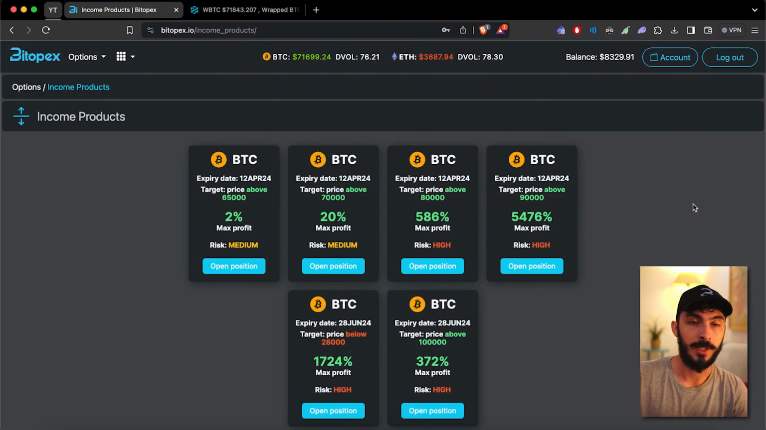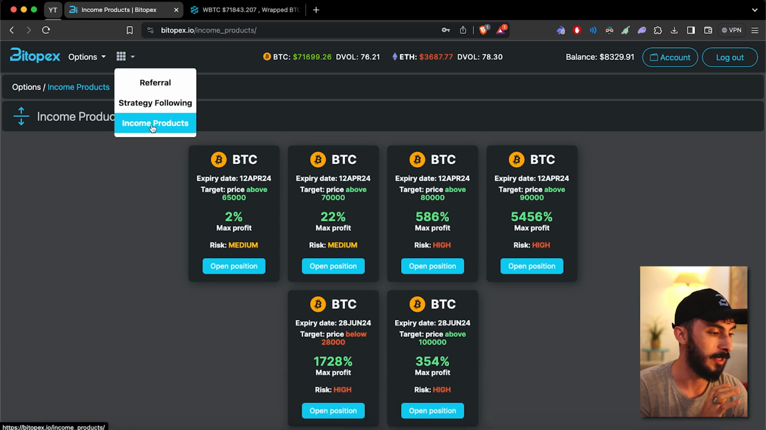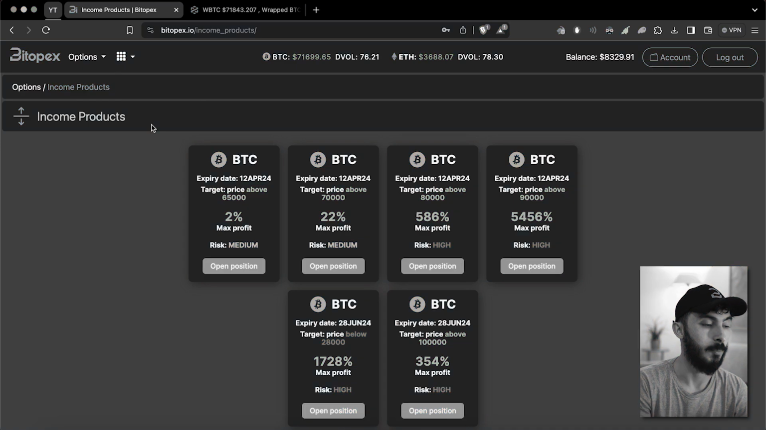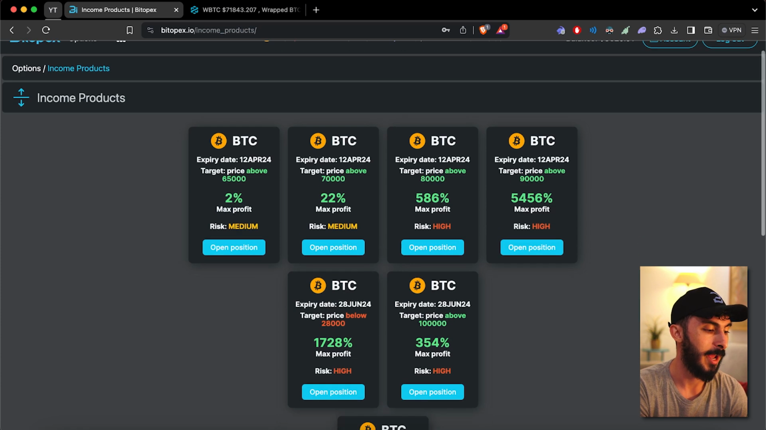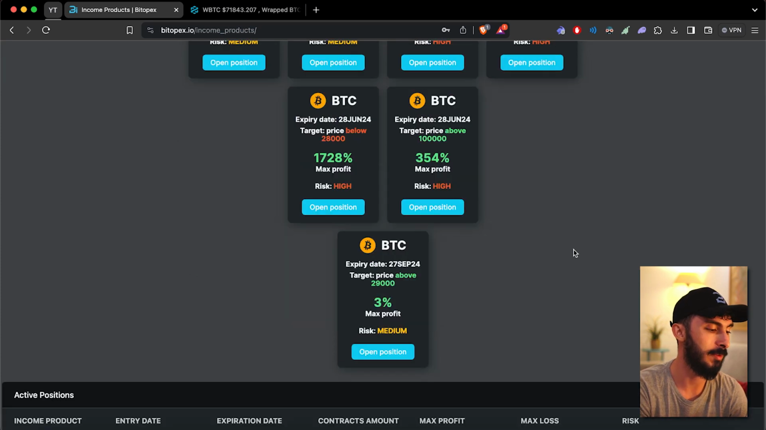Now, what you're looking at is the income products tab here on Bitopics. You simply go to bitopics.io, click right here and go to income products. This is what you're looking at. Here it works by expiration. So you can see this row that you have right here, they all expire at the same date, which is April 12th. And on the bottom, we have June 28th. And even below that, we have the 27th of September.